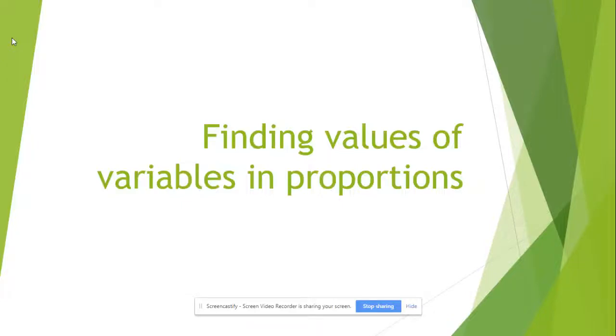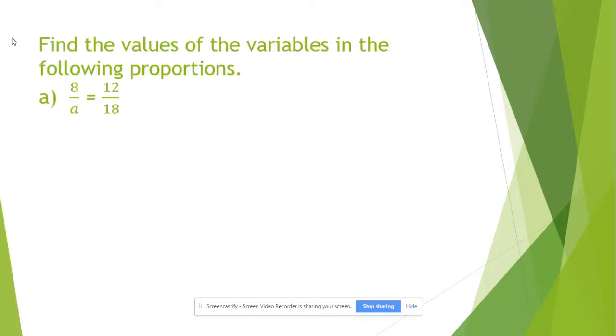Right, so we're looking at finding values of the variables in proportions. This is basically doing a bit of linear equations and some algebra. You know how to do this. So they say find the values of the variables in the following proportions. In this particular example, we've got A, so we know we have to find A.